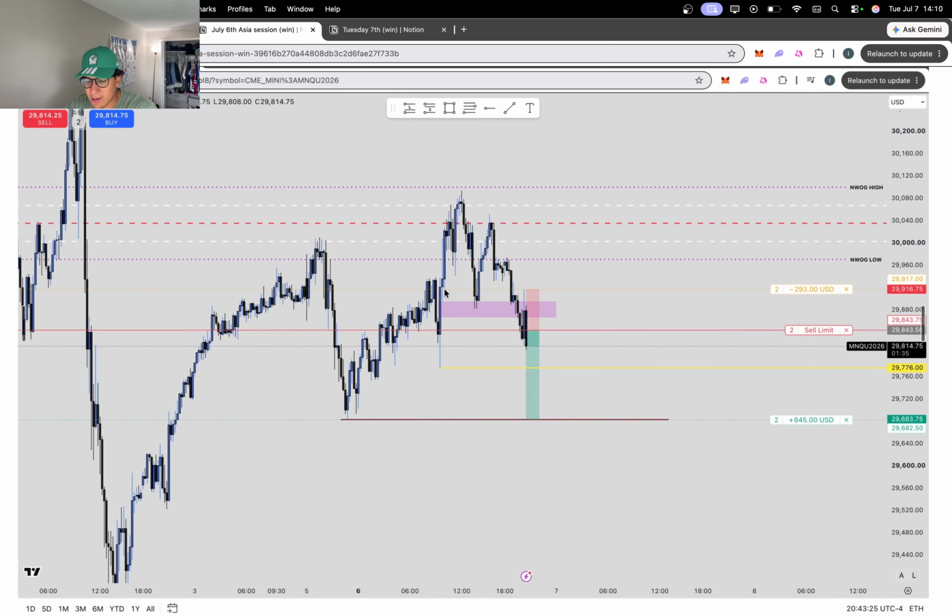So what do I know? I know this 15-minute BISI is the last line of defense for the bulls. As soon as we get a candle close below, I start looking for an entry targeting our minor sell side and that 4 hour unmitigated BISI.